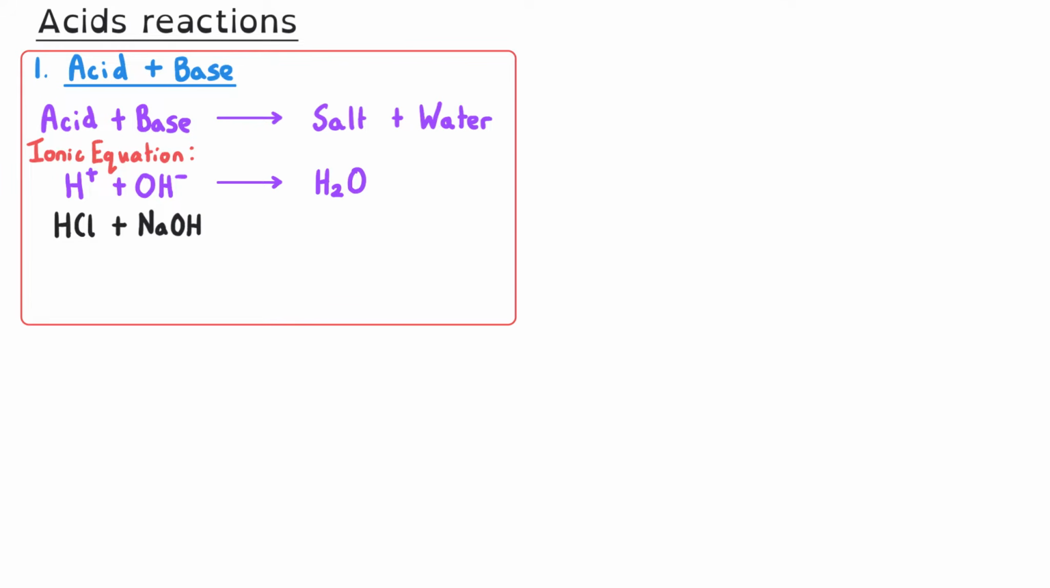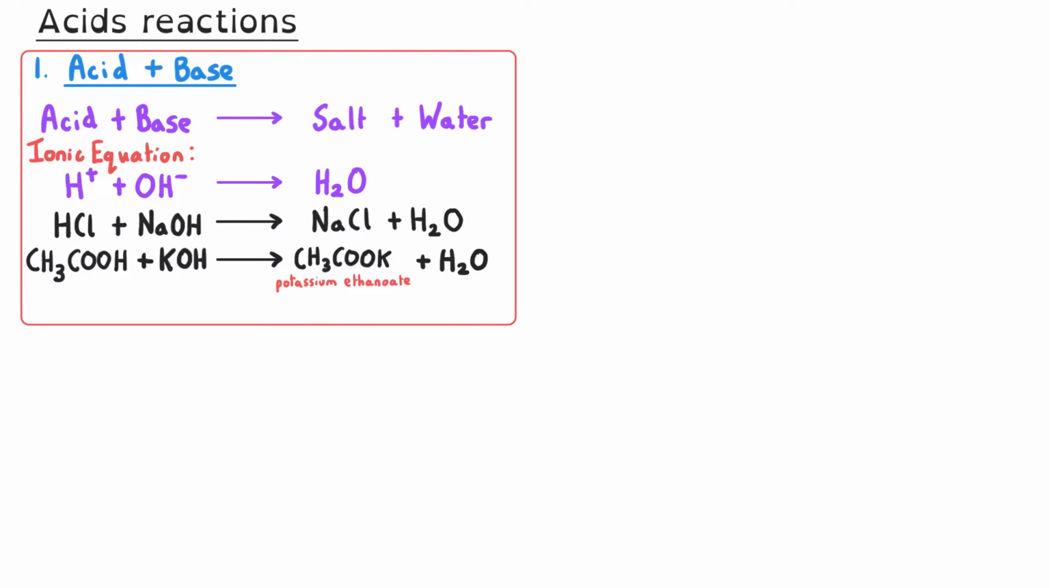And so hydrochloric acid will react with sodium hydroxide to produce sodium chloride and water. And if we were to use a carboxylic acid for an example, you would have ethanoic acid perhaps reacting with potassium hydroxide, and this would turn into potassium ethanoate salt and, of course, water.